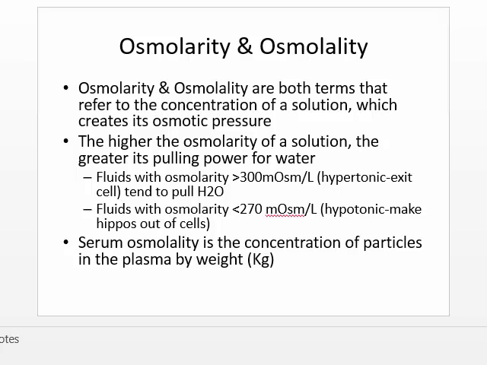Where if the fluid has less than 270, that's hypotonic, and so the fluid is going to leak in and make hippos out of those cells. They are going to swell. So over 300, they become raisins, they shrink. Under 270, they swell up. Now, serum osmolality is the concentration of particles in the plasma by weight.